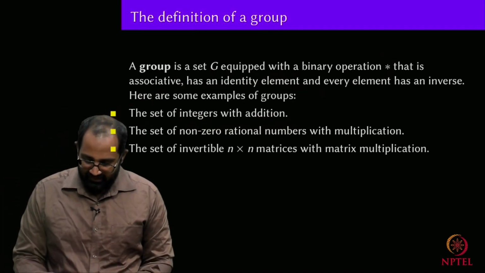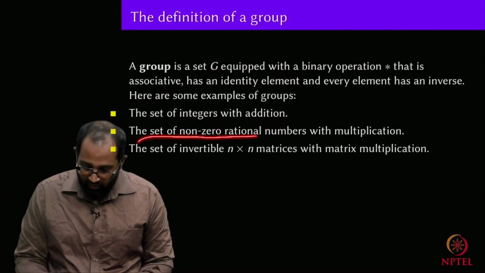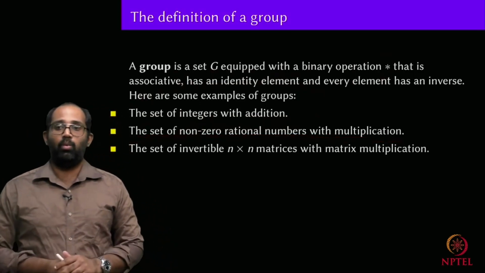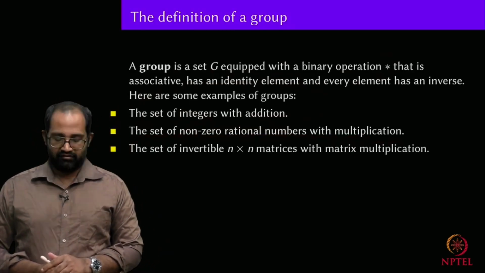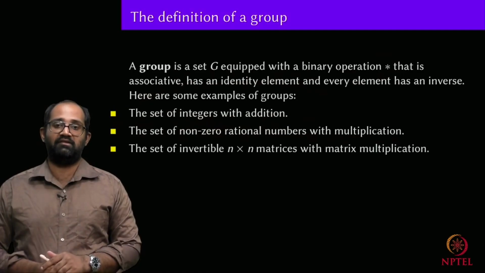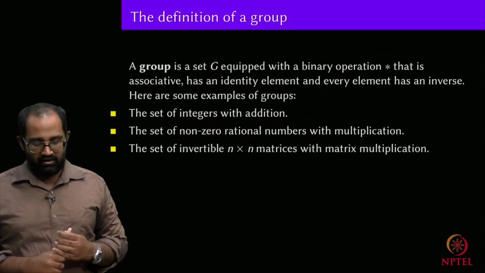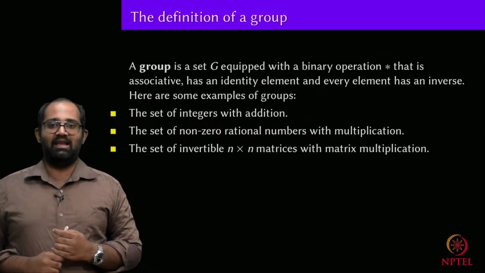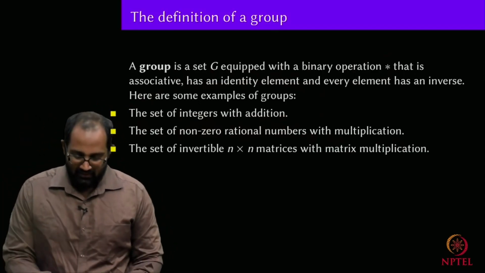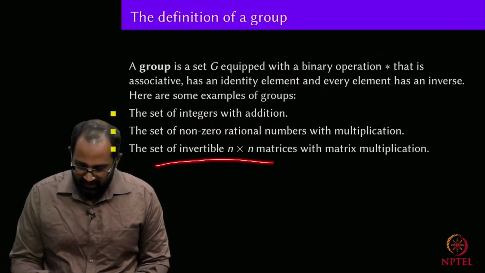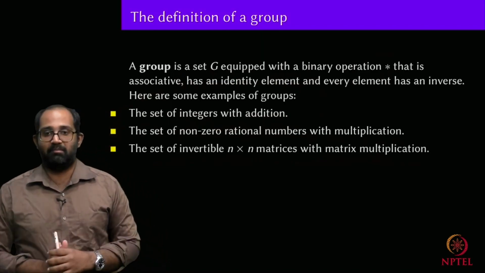The next example is the set of non-zero rational numbers with multiplication. Why non-zero? Because all of us know that division by 0 will result in a disastrous explosion. So, you cannot divide by 0, all other elements have an inverse, the inverse of the element A is 1 by A. The set of invertible n cross n matrices with matrix multiplication.